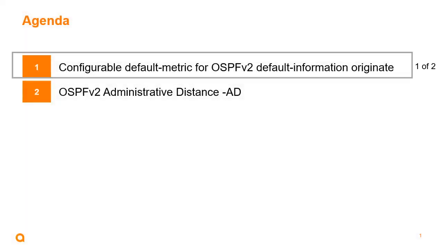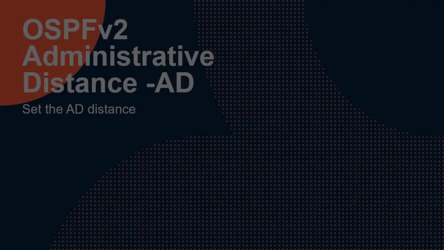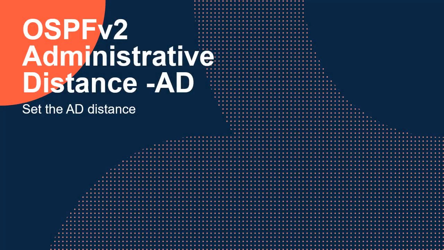This is the agenda. It's in two parts. The first was configurable default metric for OSPFv2 using the default-information originate command. That was one of two. And in this presentation, OSPFv2, we're looking at the changes to, or the flexibility with, the configuration with administrative distance. So let's dive in on the changes to the administrative distance, AD.